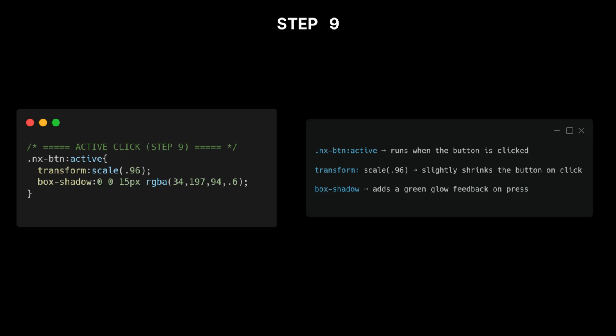When the button is clicked, the active state is triggered. The button slightly scales down using scale, 0.96, which creates a natural press effect, just like a real physical button. At the same time, we apply a tighter box shadow with a green glow. This glow gives instant visual feedback that the click action is registered. This final step completes the interaction cycle: hover, flow animation, and click feedback, making the button feel responsive, polished, and premium.